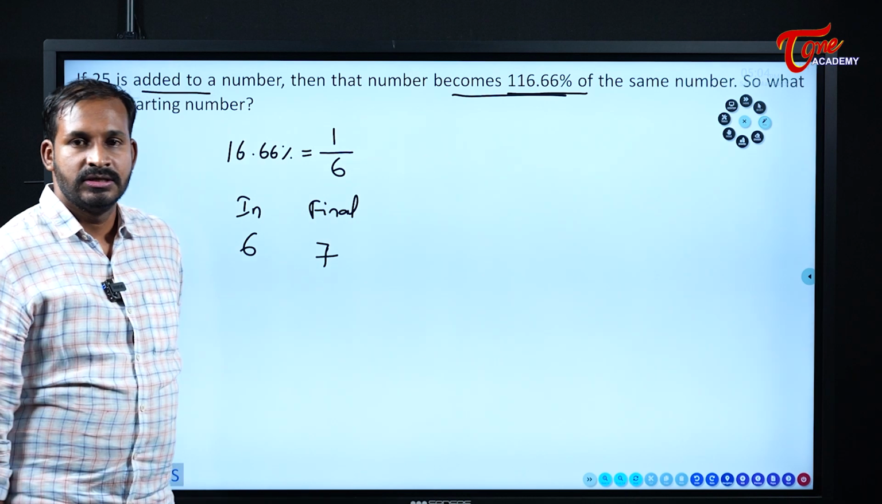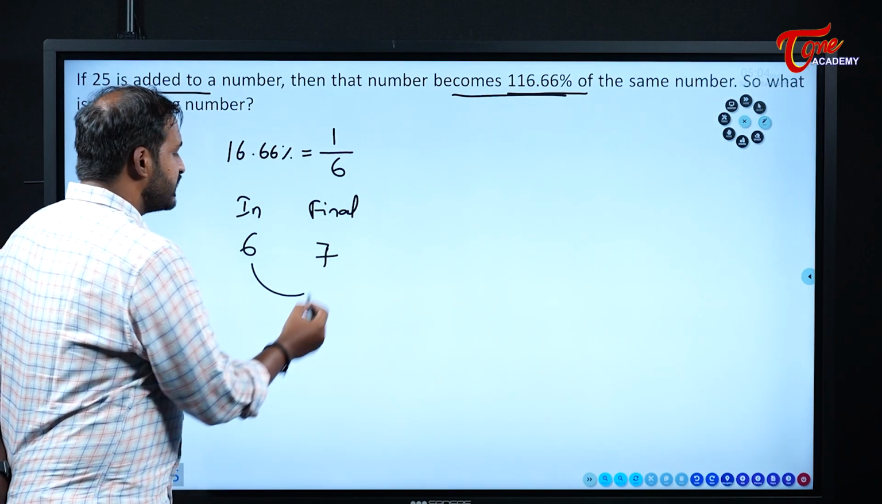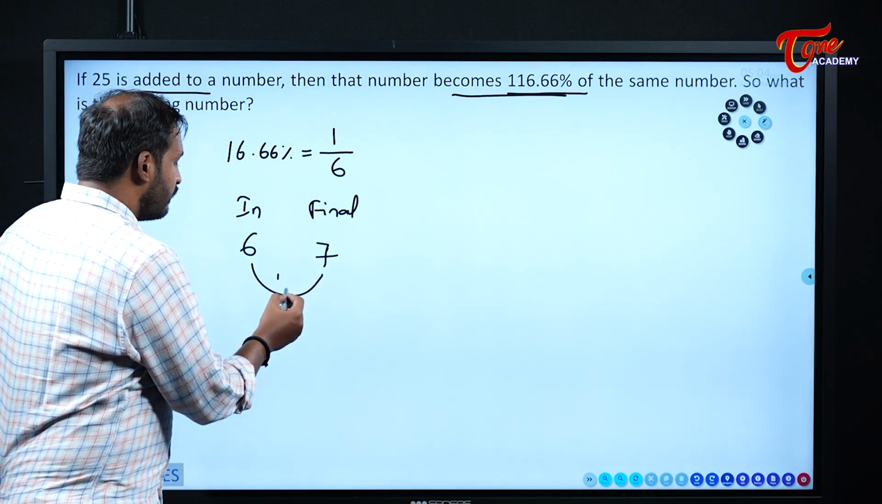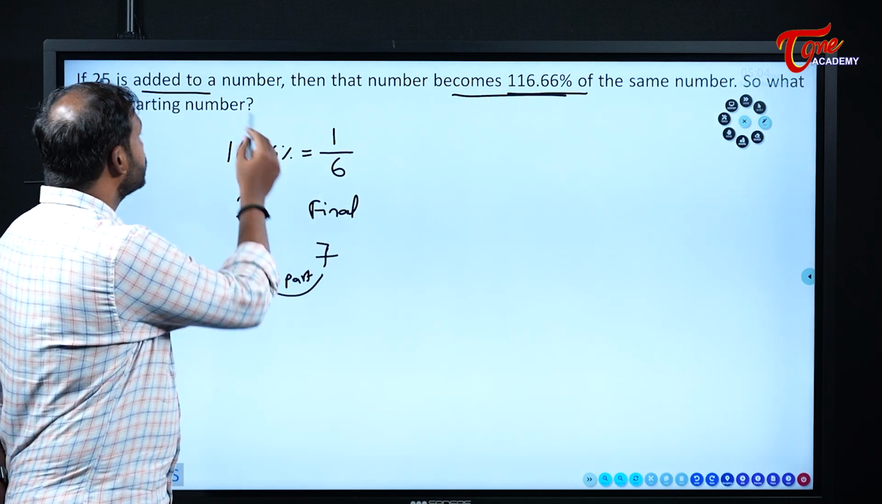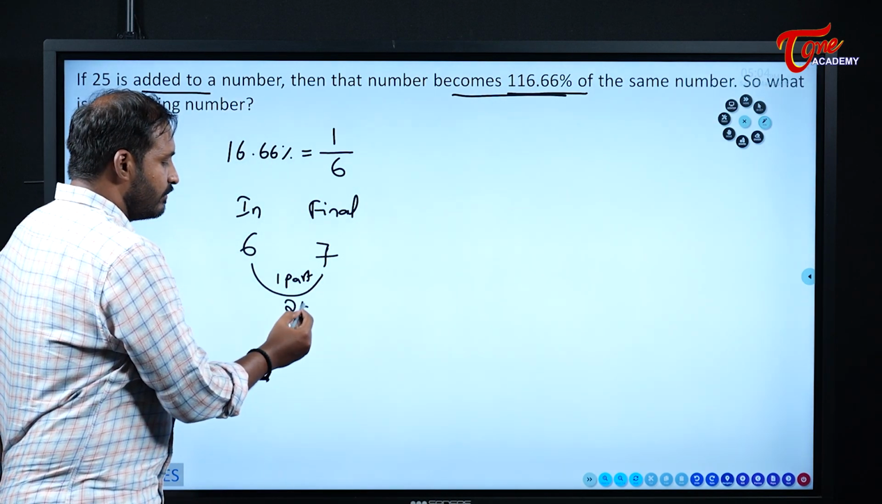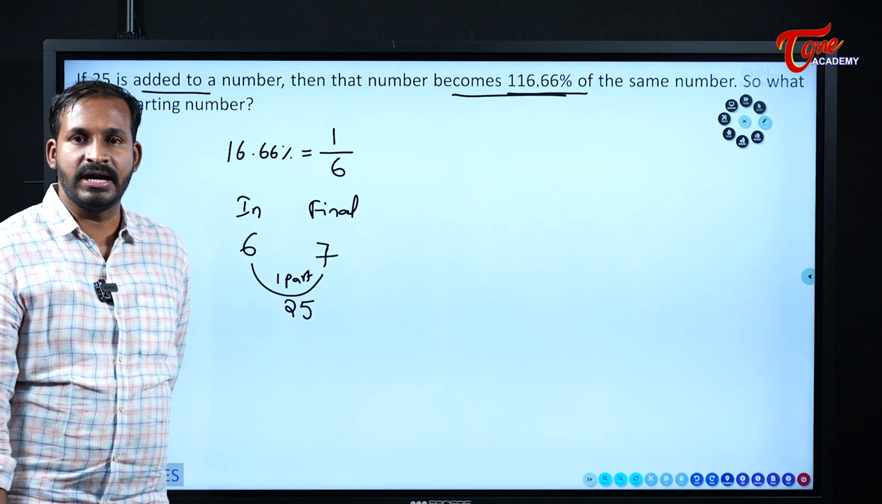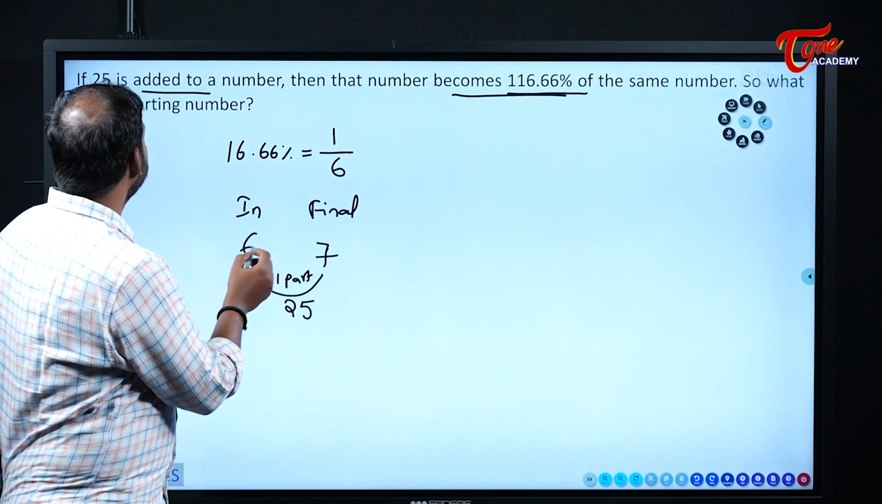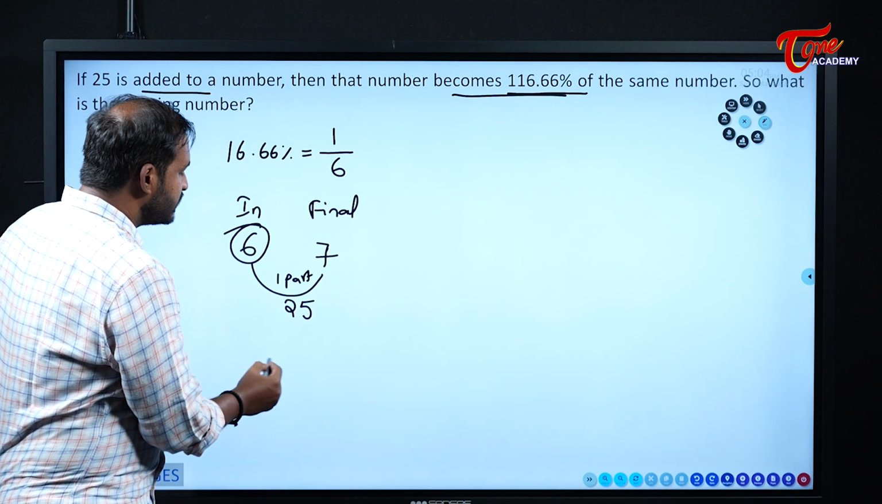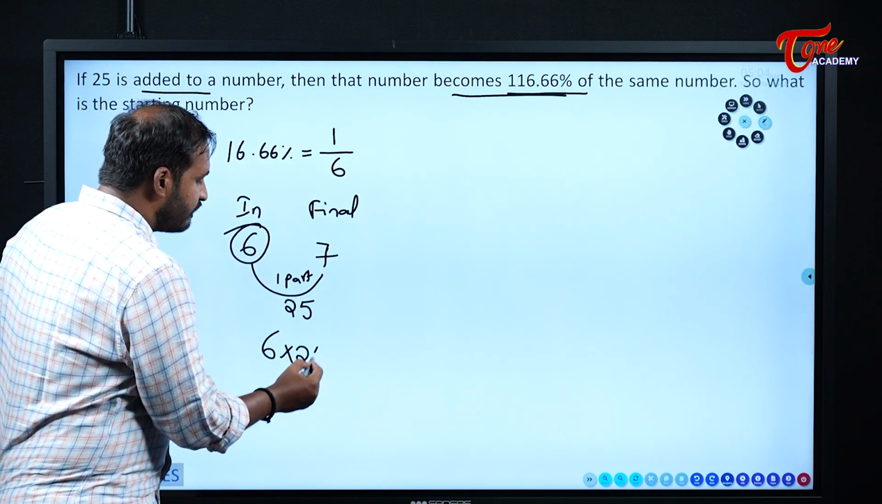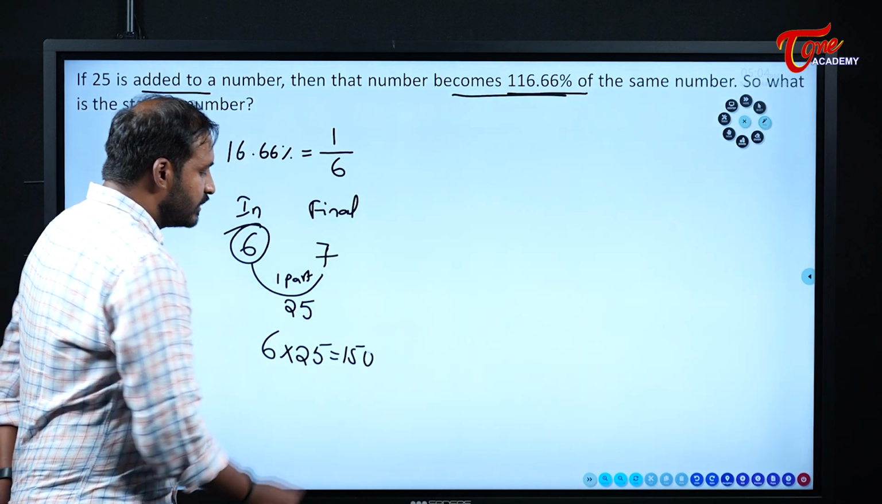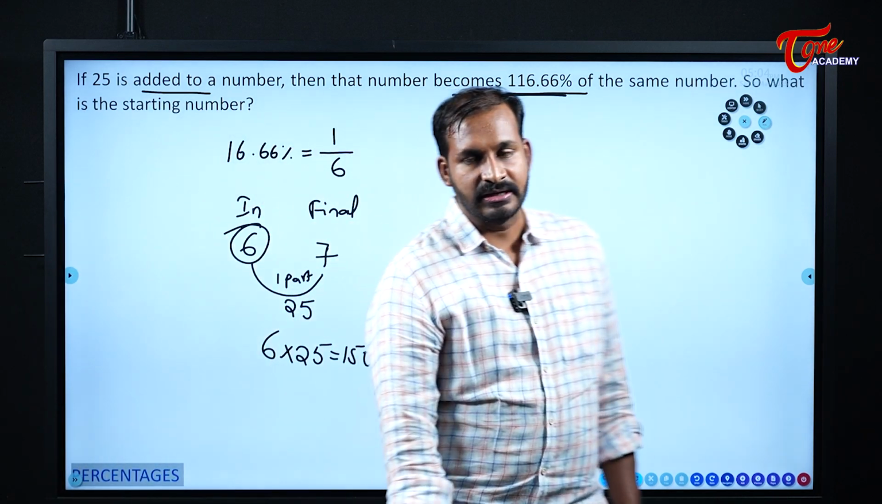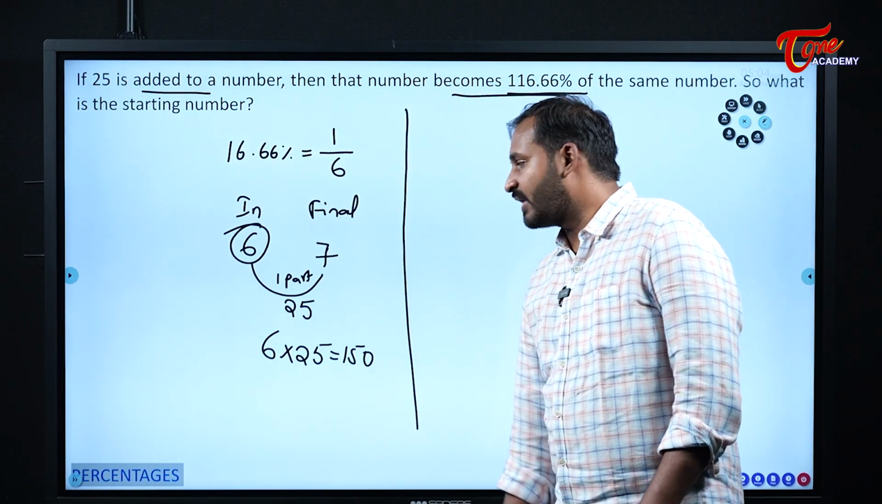7. Okay. So, what is the difference here? I have 1 part. And this 1 part difference is because of what? Because of 25. So, if 1 part is 25, what about 6 parts? 6 parts will become how much? 6 into 25, which is equal to 150. You can solve the problem in this manner. Initial and final things.